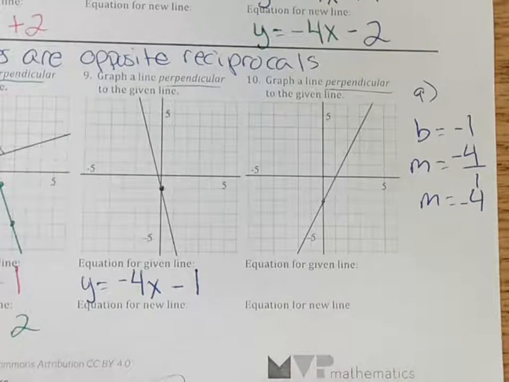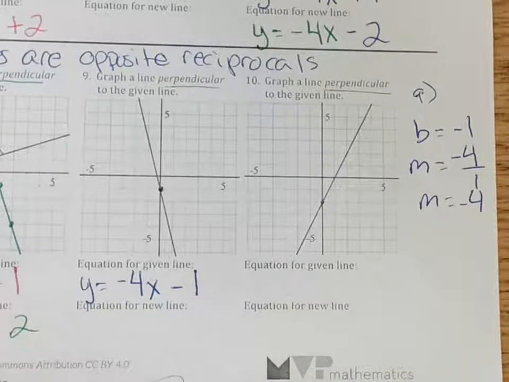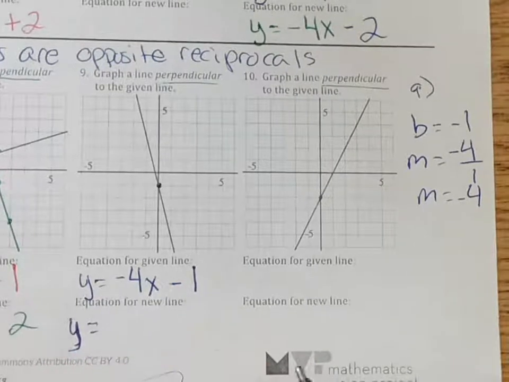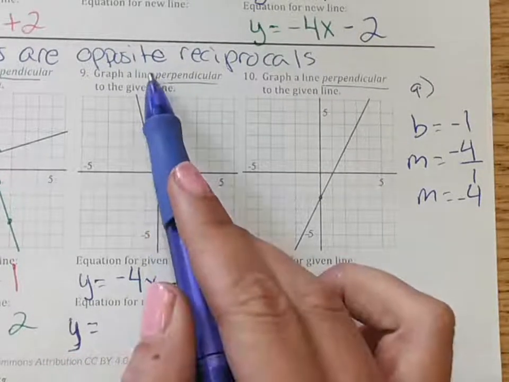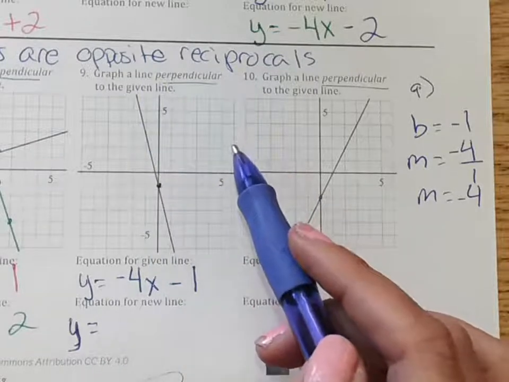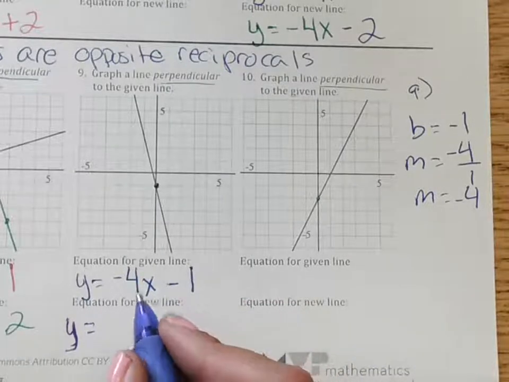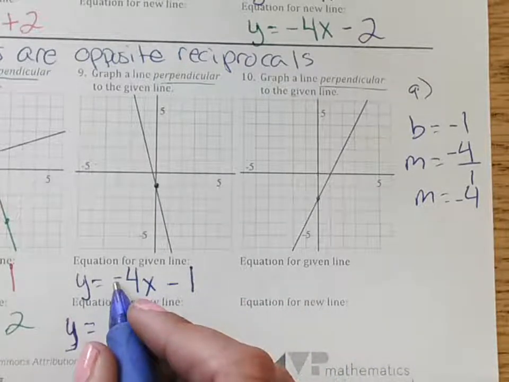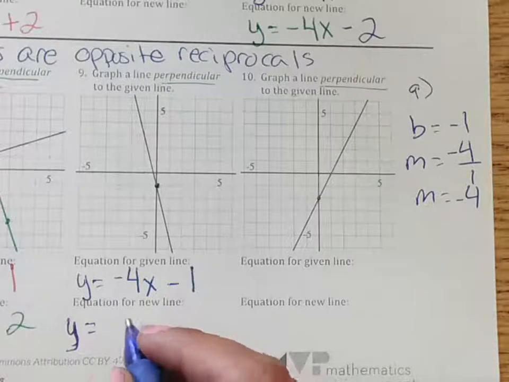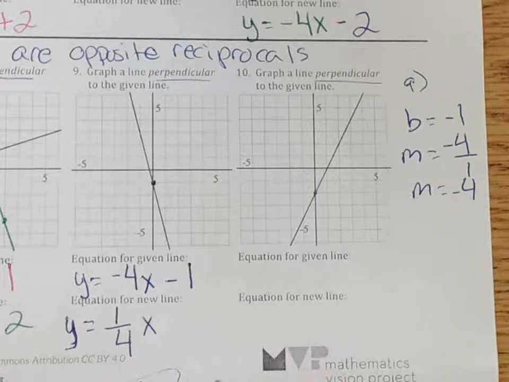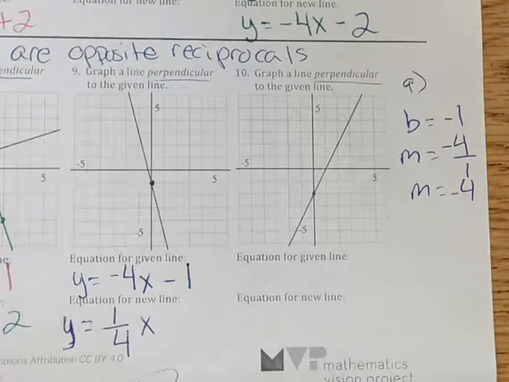Okay. Now, when you're writing your new line, which I'll do in purple, y equals. So you need to have the opposite reciprocal slope. So that means it's going to be positive because the sign changes, and then it's going to be the reciprocal. So instead of 4, 1/4 x. And then once again, you can pick any y-intercept that you want.